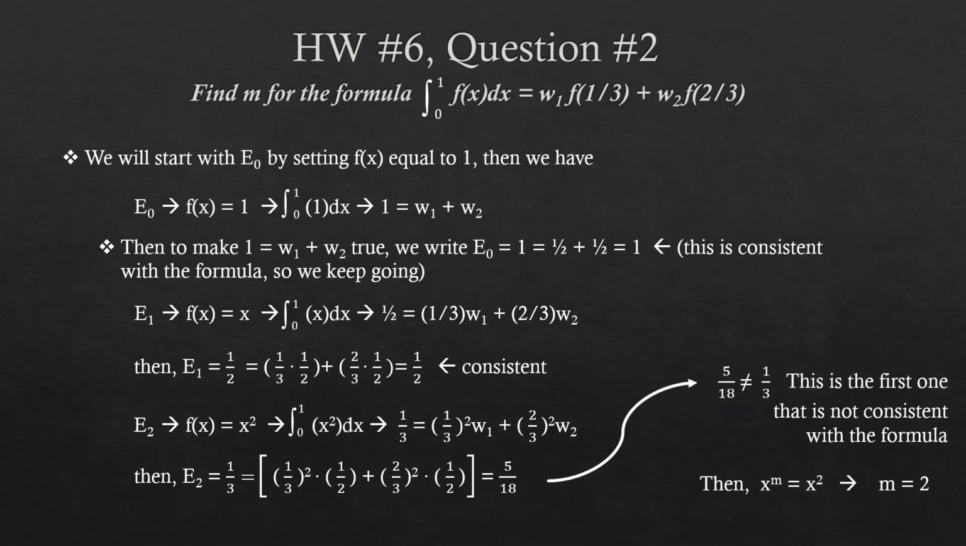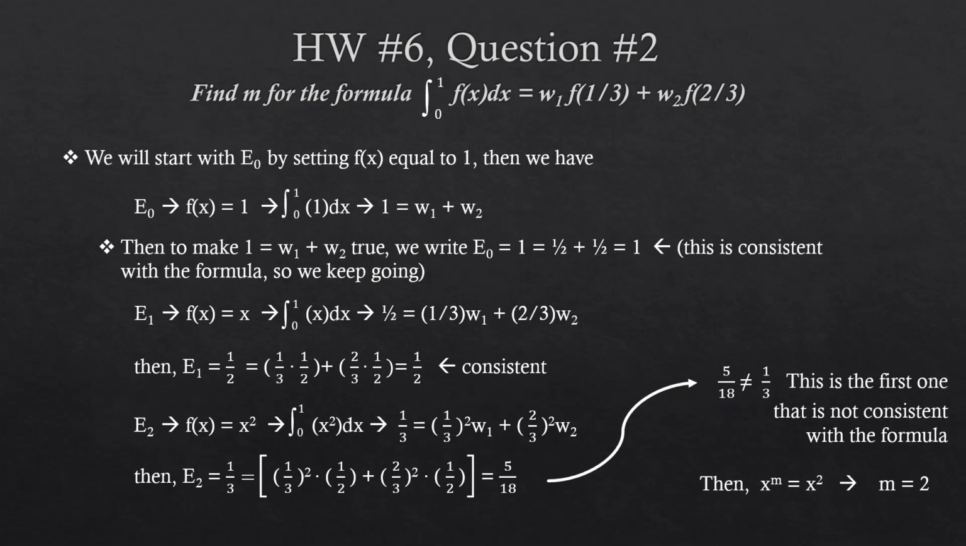So we will then set our third error term, e sub 2, and replace f of x with x squared, because remember we need to increase the power of x with each iteration. We then calculate the integral from 0 to 1 of x squared, and this will just equal 1 over 3. We then set this equal to our given formula, but remember we need to square 1 over 3 and 2 over 3 in this equation. So we have 1 over 3 equals 1 over 3 squared times weight 1 plus 2 over 3 squared times weight 2. Again, we need to evaluate this to see if it's true.